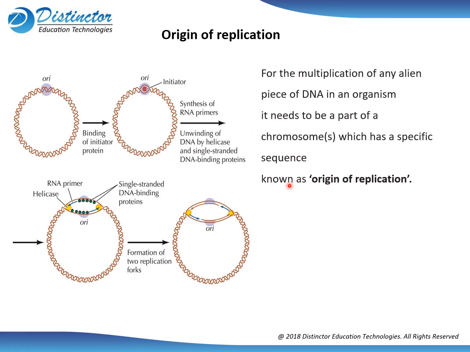For the multiplication of any alien piece of DNA in an organism, it needs to be a part of a chromosome, and that chromosome has a specific sequence known as the origin of replication. So if an alien piece of DNA is going to attach to the host DNA, that DNA should have an origin of replication. That chromosome should have an origin of replication. Then only can it produce more copies.